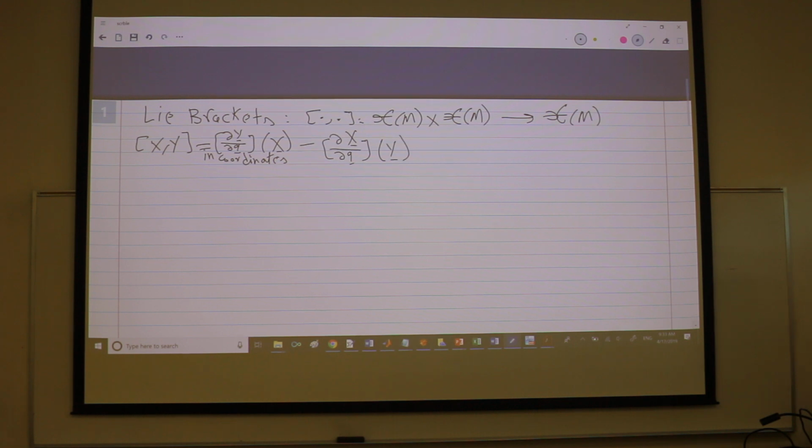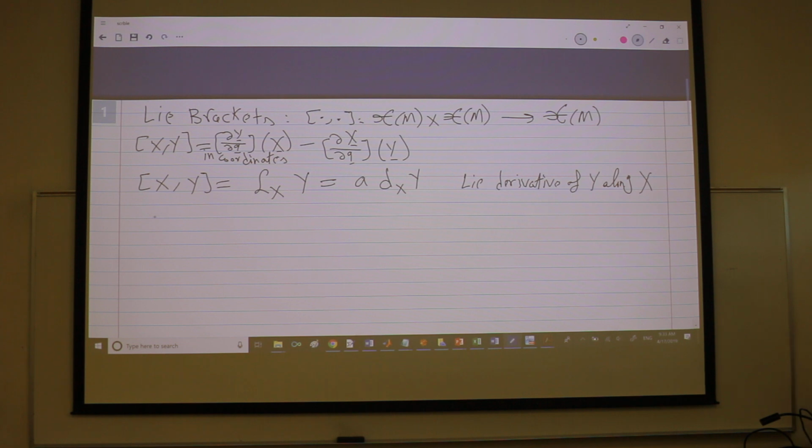So sometimes the notation in the literature is the Lie bracket is written as follows. It's written as the Lie derivative of y along x. Sometimes it's written as ad, the adjoint, ad x y. Okay? So you will find this notation all the way. It's a little bit misleading. So this is the Lie derivative of y along x. And I'll say why it's misleading.